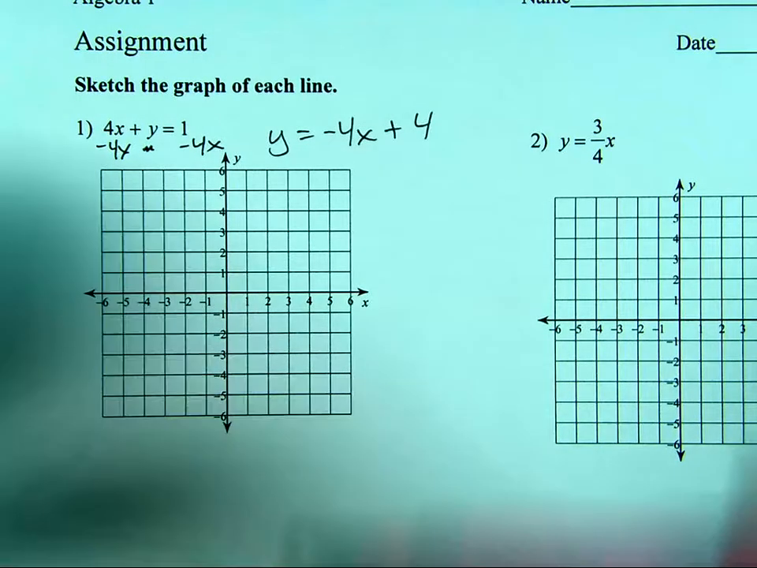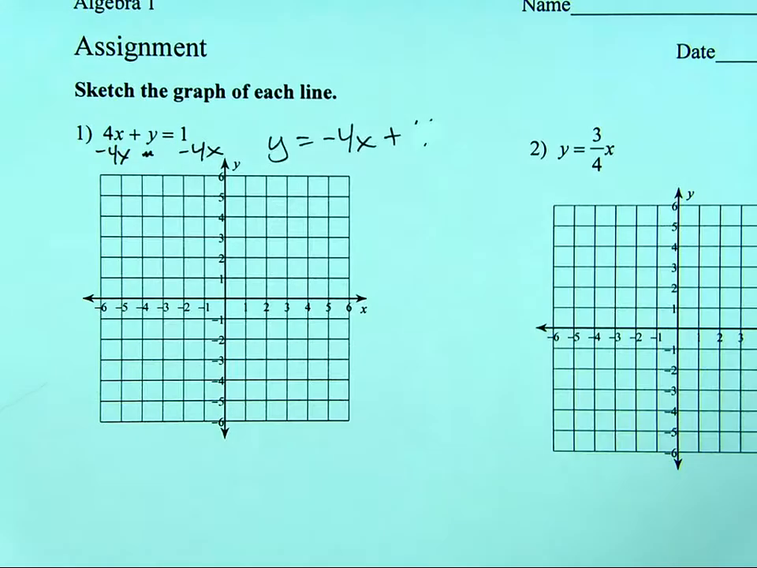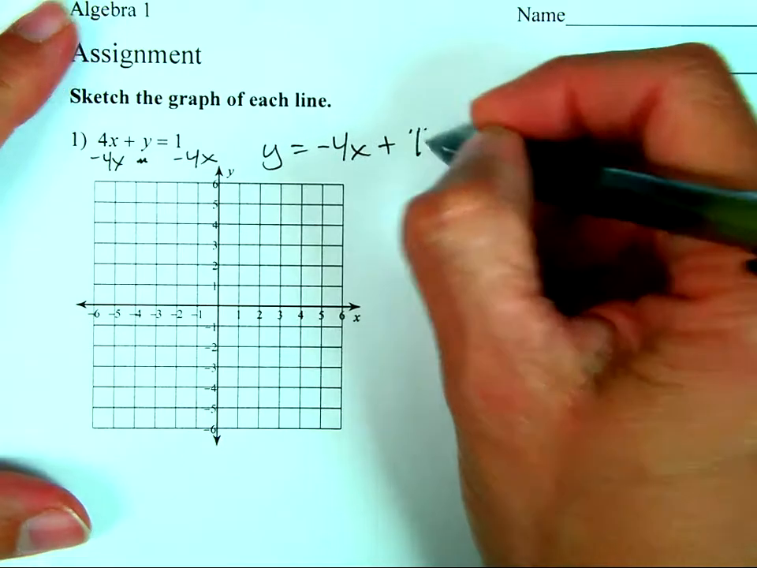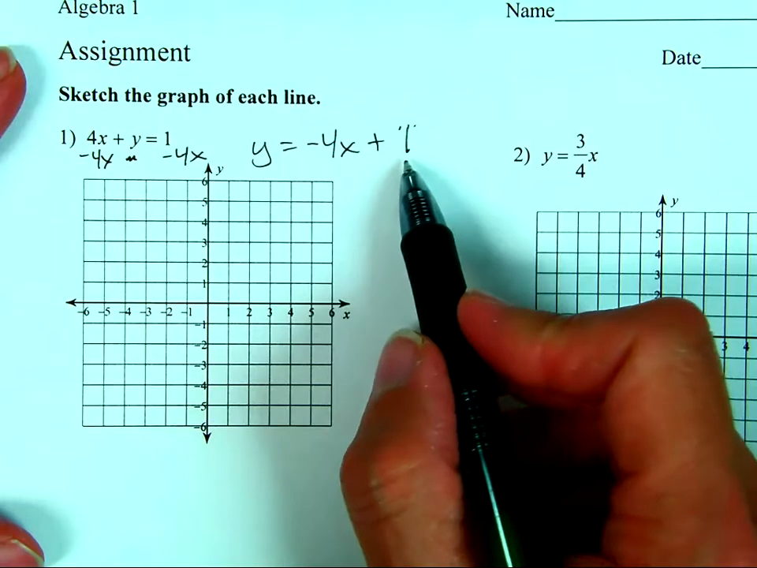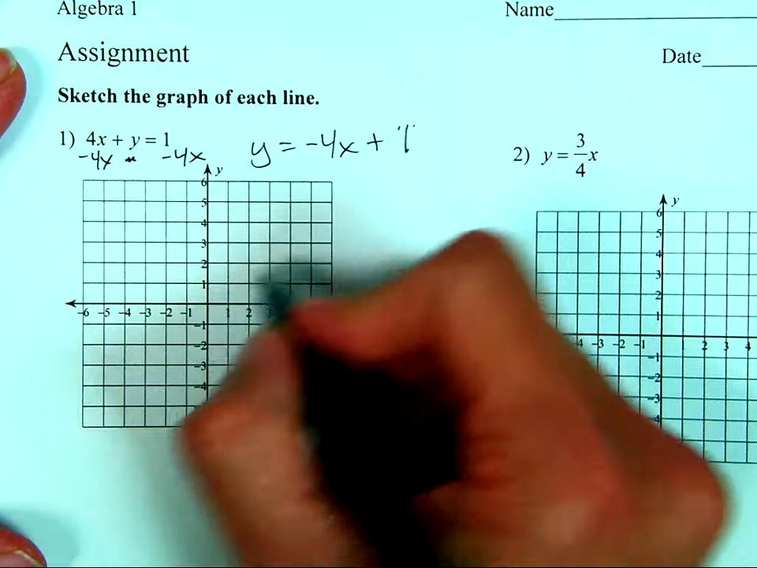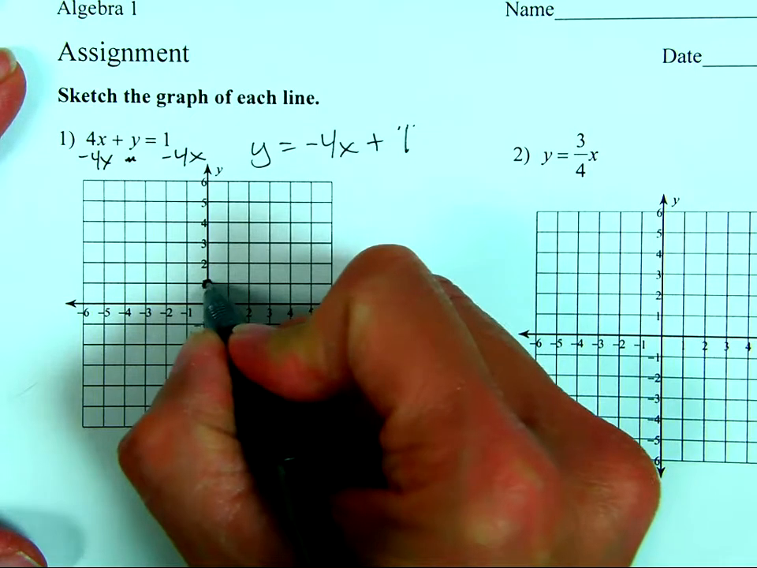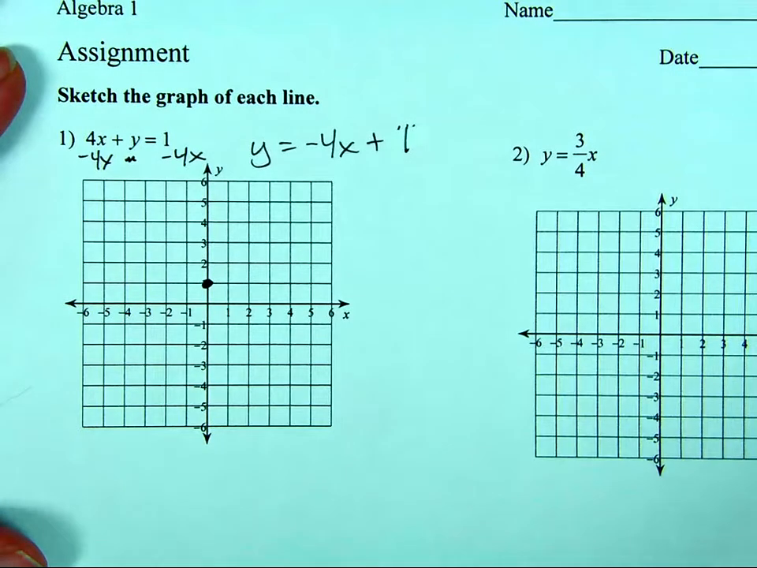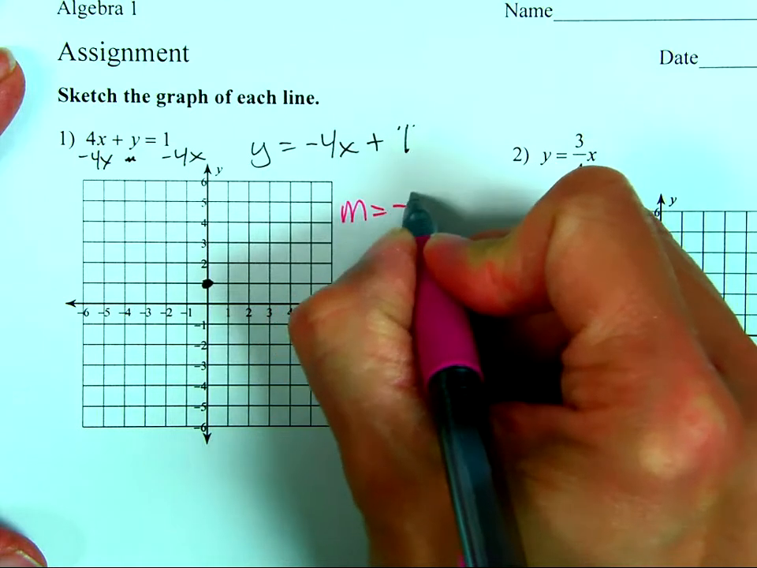Shame on me. I was thinking ahead. Clearly, that's a 1 over there. My apologies. Okay, so plus 1. So our y-intercept is 1. So second step, find and graph our y-intercept. Then remember, our slope was negative 4 over 1.